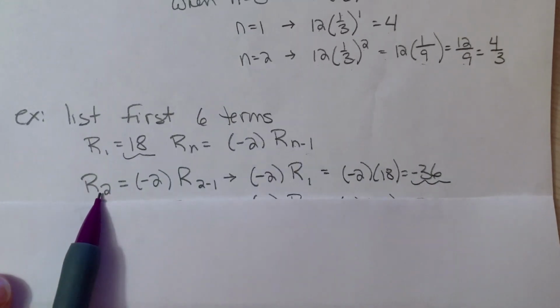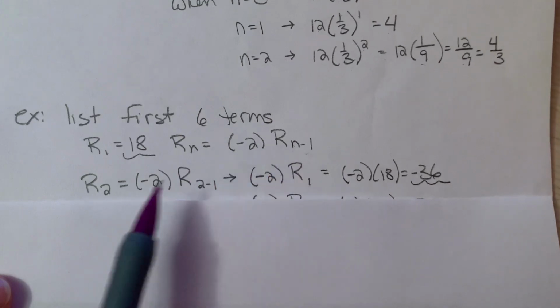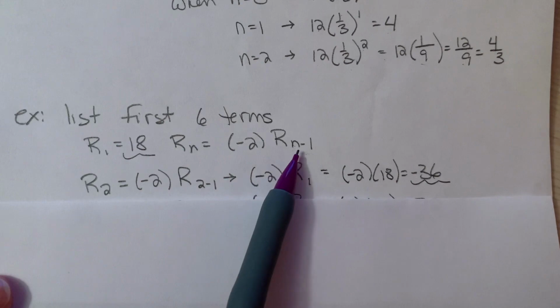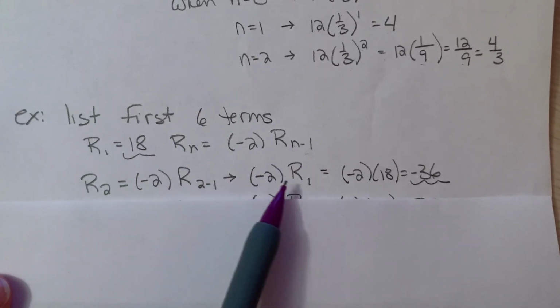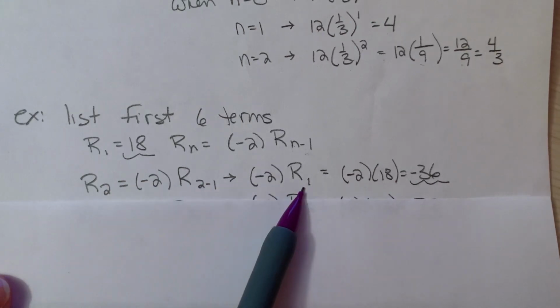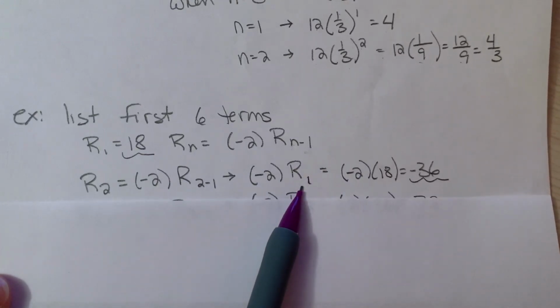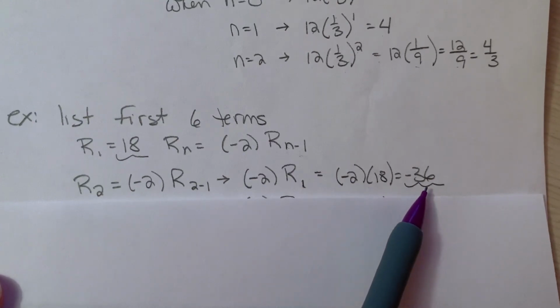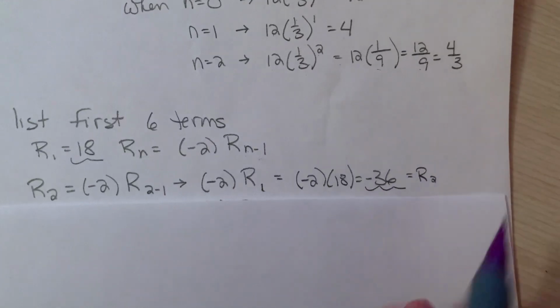So if I'm finding R sub 2, that means my n is 2. So think about substituting a 2 in here and a 2 in here. So R sub 2 is going to be -2 times R sub 2 minus 1. So that's -2 times R sub 1. Well, R sub 1 is your first term, which is 18. So then it would be -2 times 18. R sub 2 is -36. So this is R sub 2.